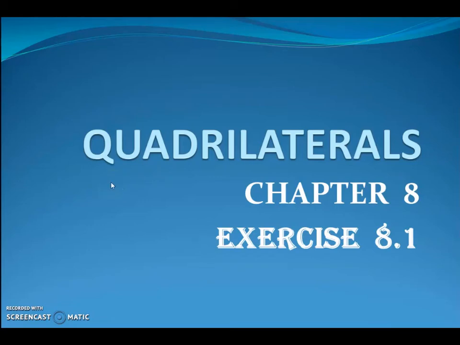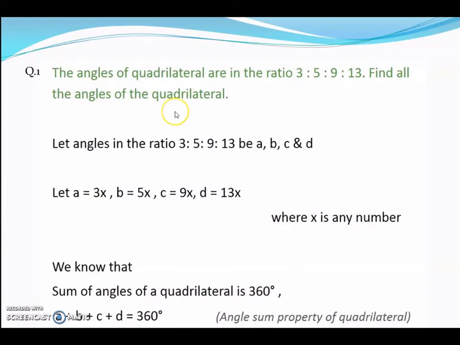Okay, so now we'll begin with the exercise problems. First exercise 8.1. Now the first question is, the angles of a quadrilateral are given in the ratio 3:5:9:13. Find all the angles of the quadrilateral.